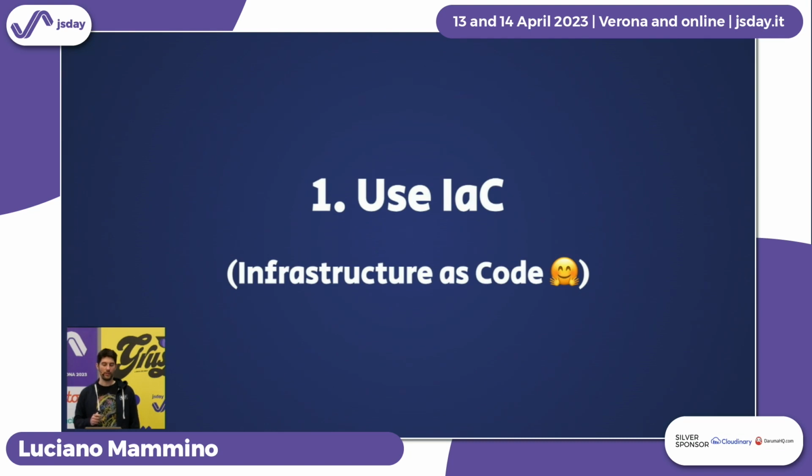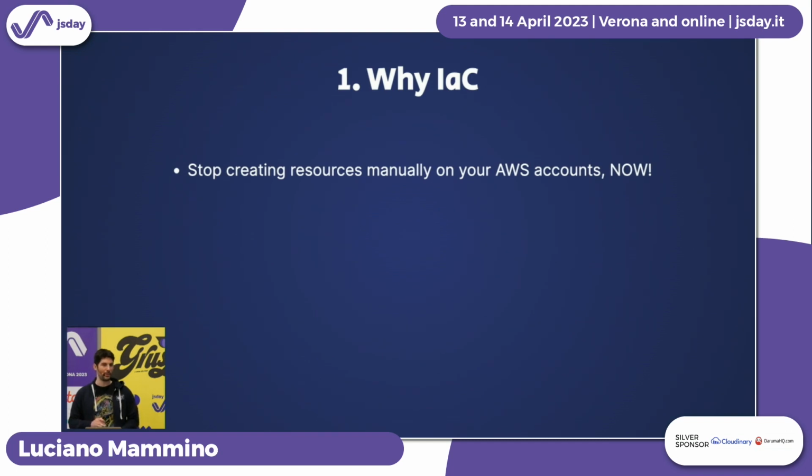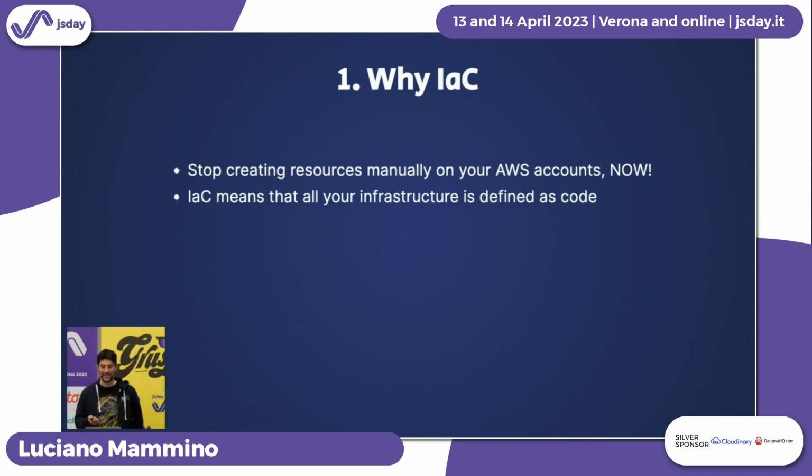Now, the first suggestion is use infrastructure as code. And why infrastructure as code? Well, stop creating resources manually in your AWS accounts, like right now. If you're doing that, please stop. And I'm going to try to justify that.